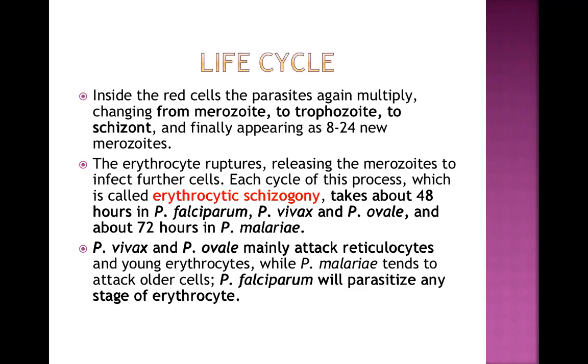Now, Plasmodium vivax and Plasmodium ovale mainly attack the reticulocytes and young erythrocytes, whereas Plasmodium malariae tends to attack the older cells or mature RBCs, whereas Plasmodium falciparum, the most severe type of Plasmodium, will parasitize or infect any stage of the erythrocyte. So probably because of that single reason, Plasmodium falciparum is the most severe type of malaria, because it is damaging or destroying any stage of the RBC.